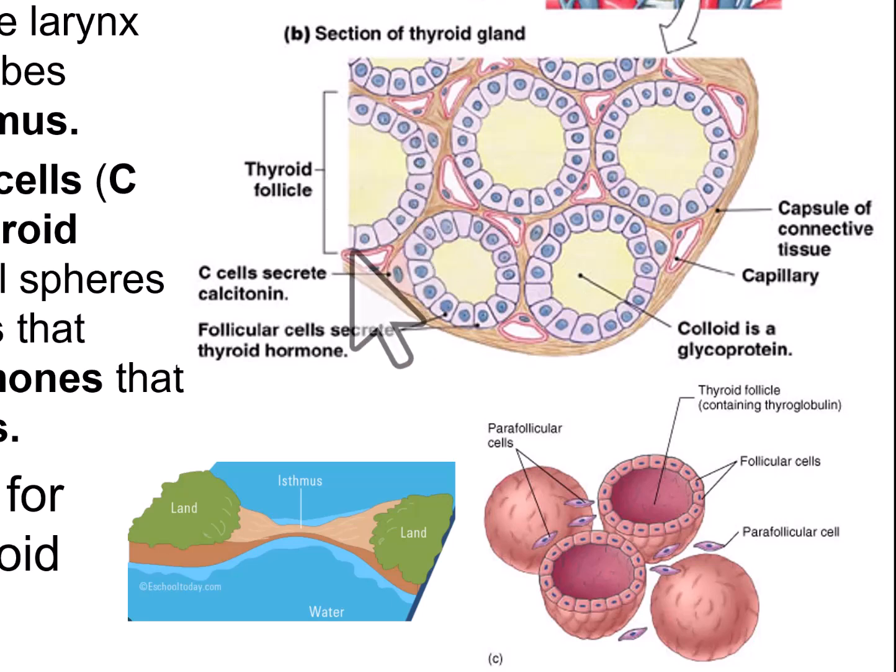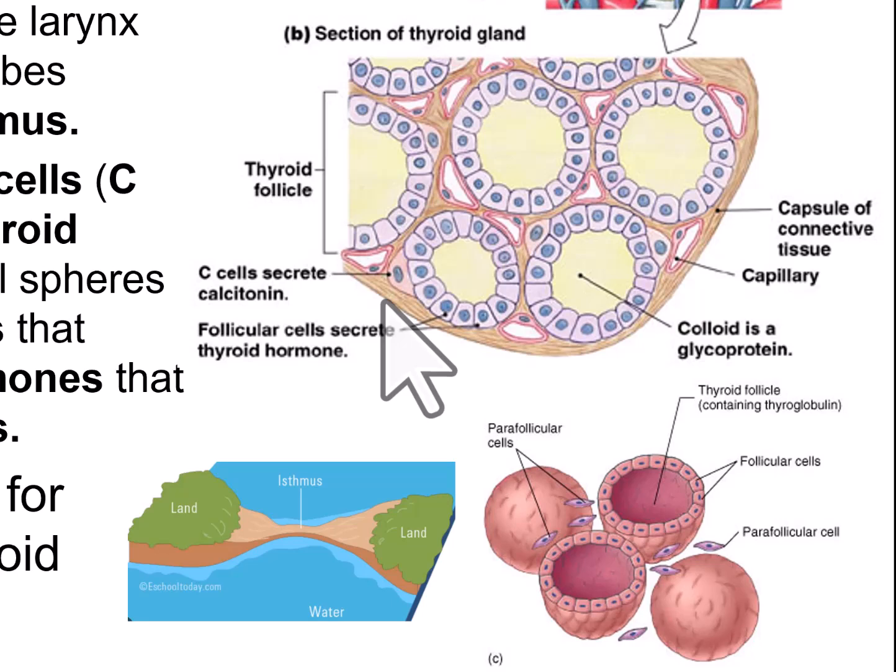Then beside the thyroid follicle, you have another cell type, and these are called parafollicular cells. Now, para means to the side or beside. So these are beside the follicular cells that make up the follicle, and we call them parafollicular cells. Another term for this are C cells. And C cells produce a hormone called calcitonin.